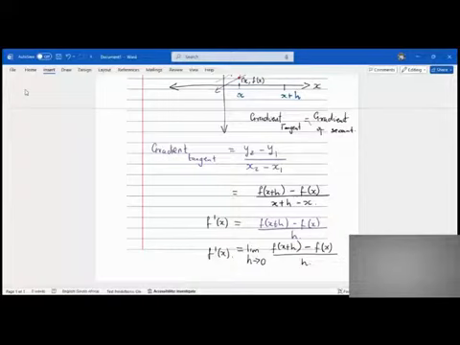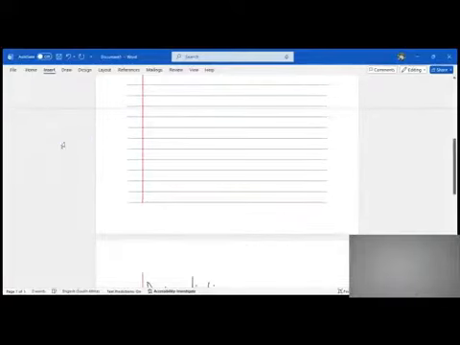So that we can continue. We now have the first principle. Let me just put this on do not disturb. Then we can now try to look into its application.